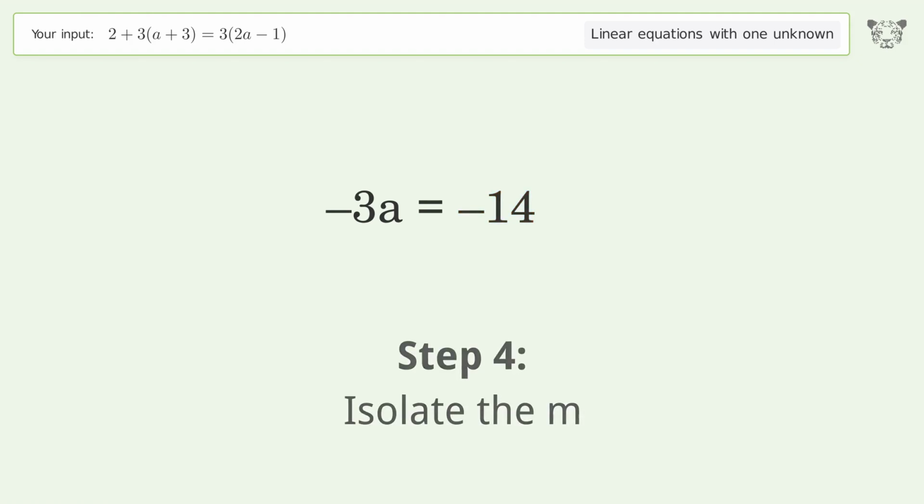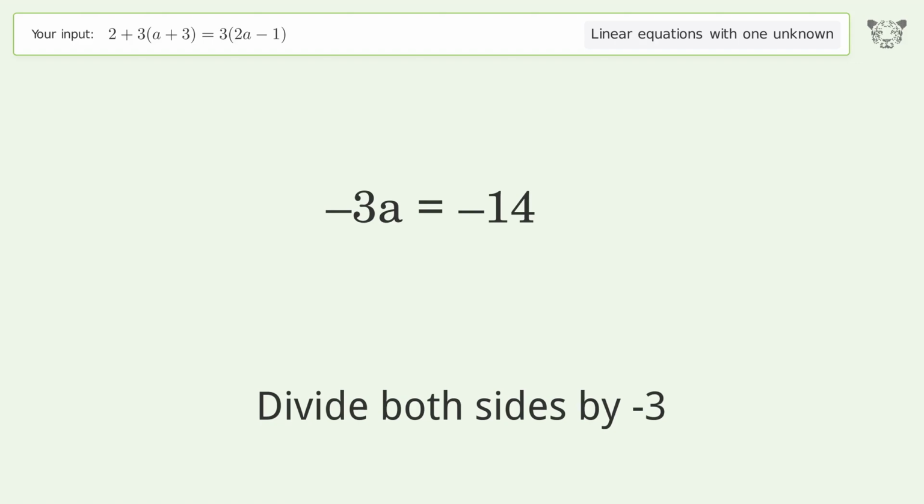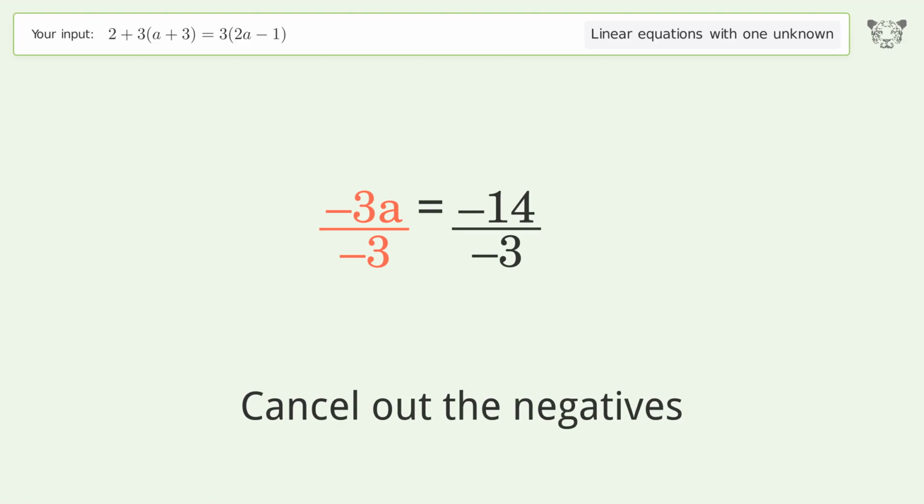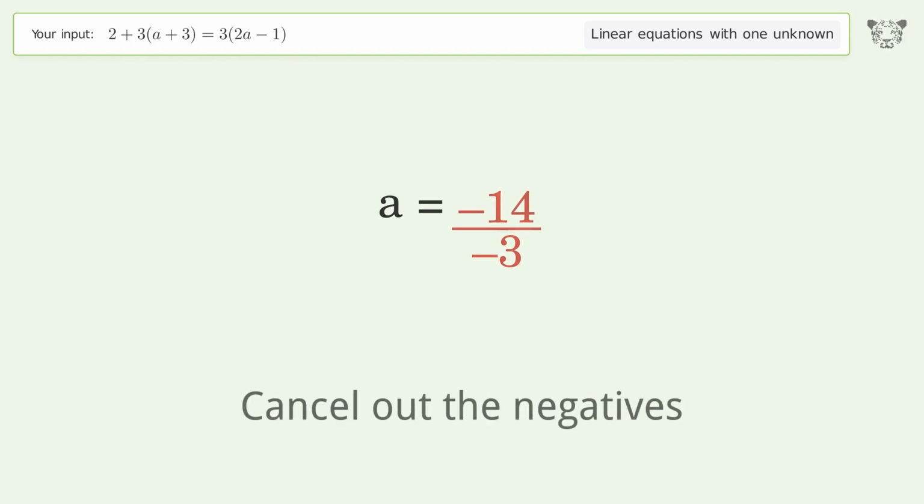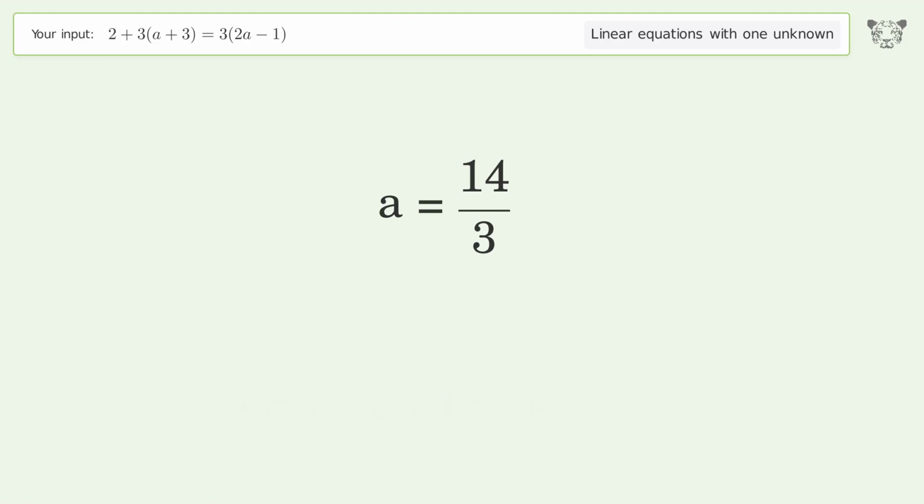Isolate the m. Divide both sides by -3. Cancel out the negatives. Simplify the fraction. Cancel out the negatives. And so the final result is a equals 14/3.